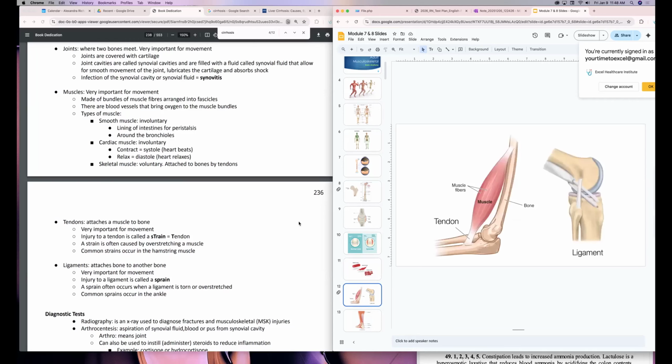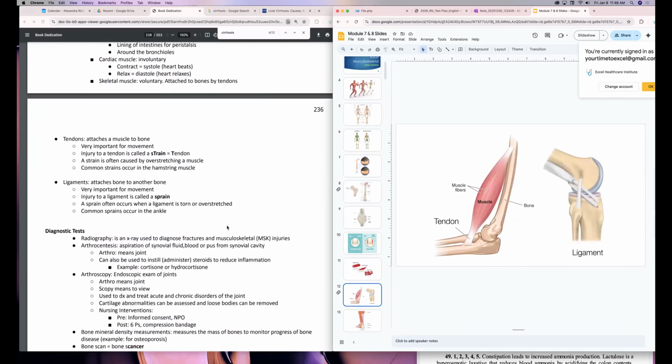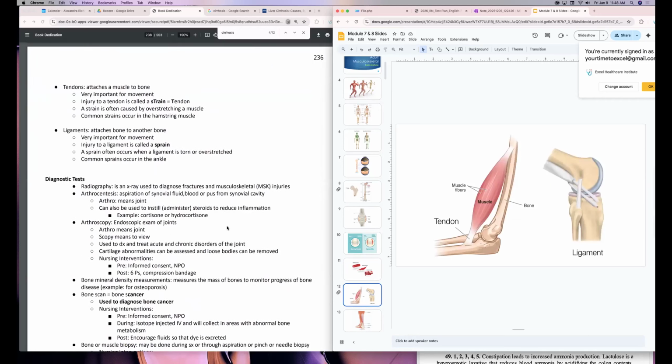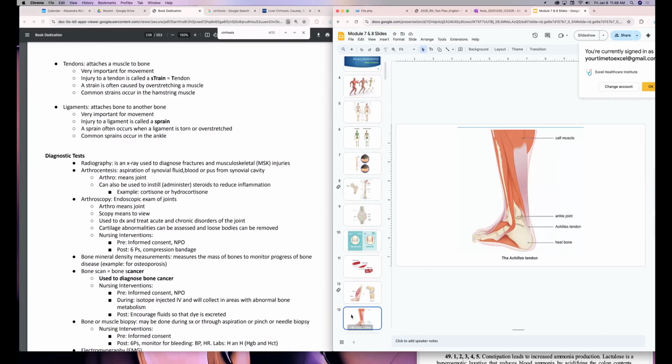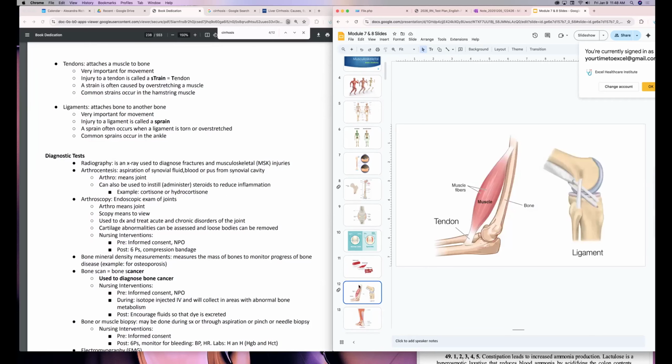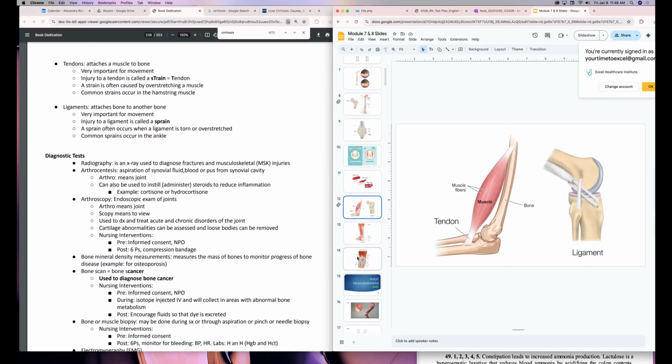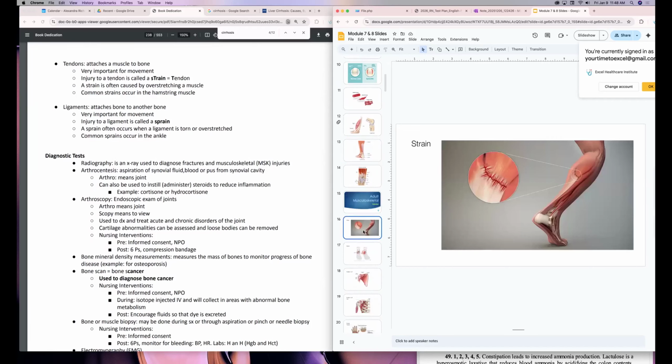We're going to learn the difference between a tendon and a muscle. Tendons attach a muscle to bone, and they're very important for movement. Injury to a tendon is called a strain. Just think, a strain has a T in it, so that's damage to a tendon. A strain is often caused by overstretching a muscle, for example, the hamstring muscle. As we can see, a tendon connects a muscle to a bone.